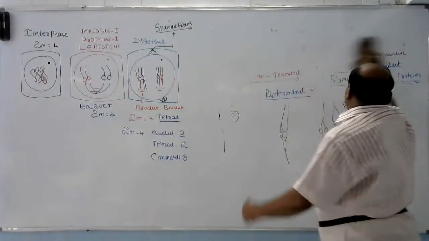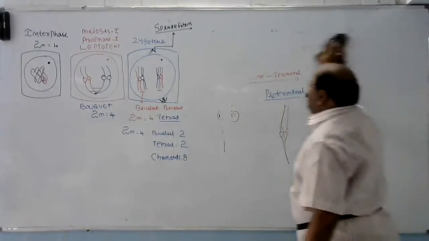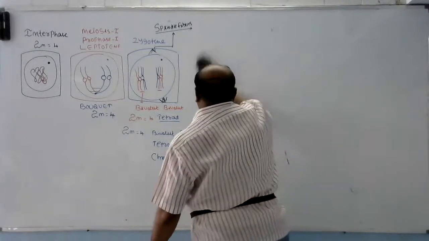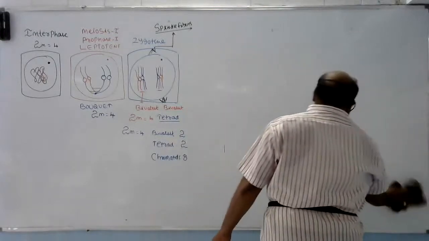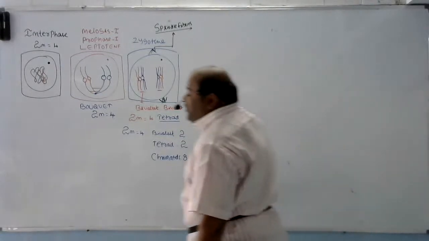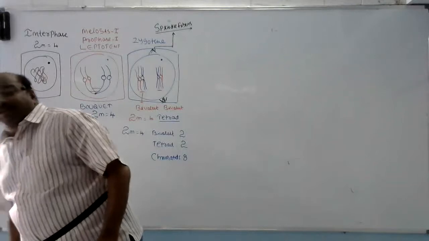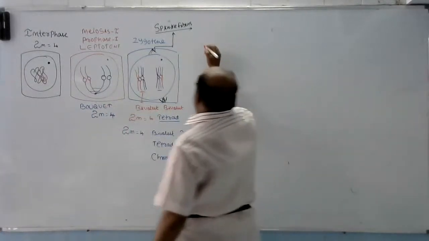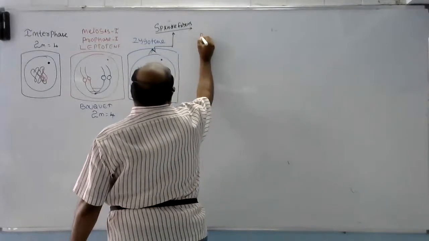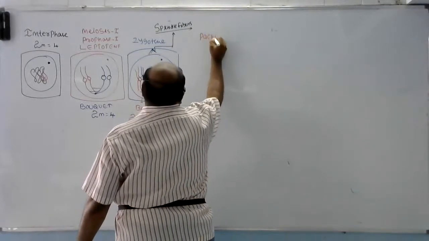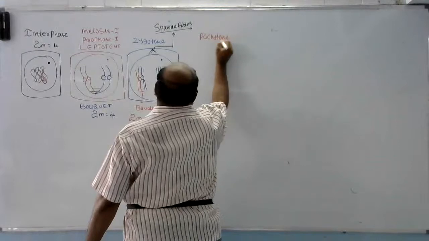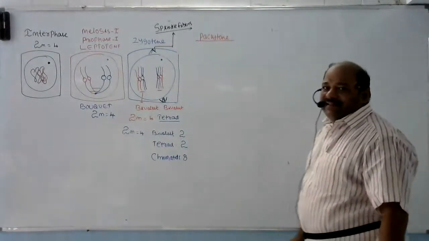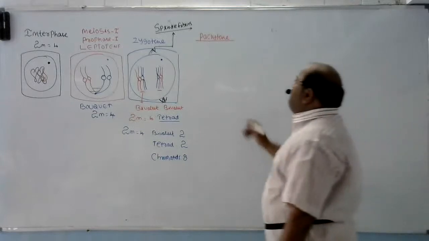Next, the stage is a very important stage. We cannot imagine the continuity of life of the organism without this stage. For example, what is this stage? The stage is called Pachytene.